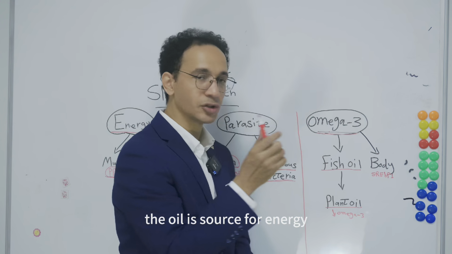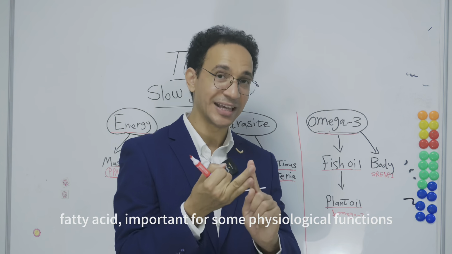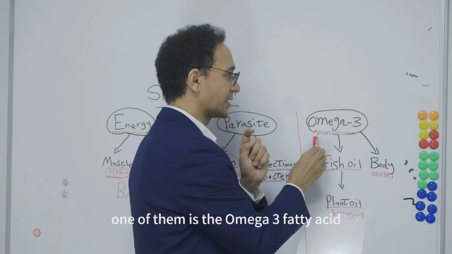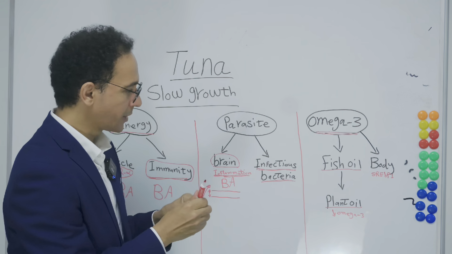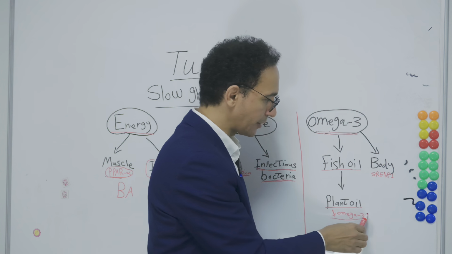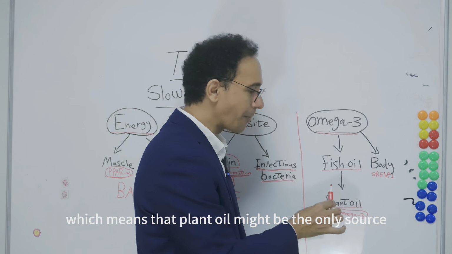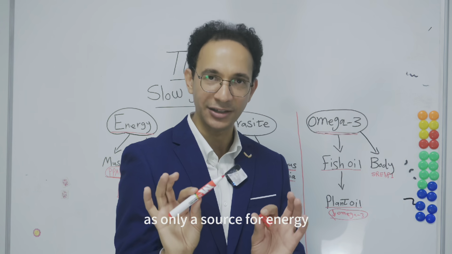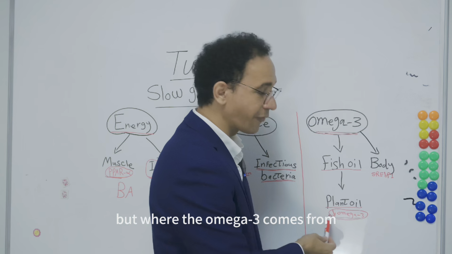The oil is a source of energy and some other important fatty acids important for some physiological functions. One of them is the omega-3 fatty acids. Plant oil doesn't have omega-3, which means that plant oil might be only a source for energy. But where does the omega-3 come from?